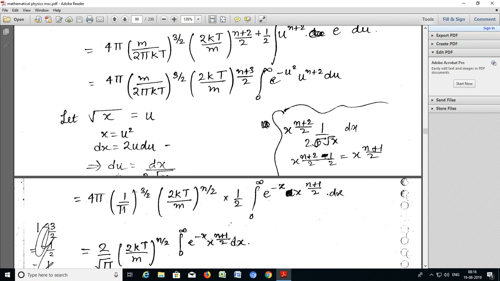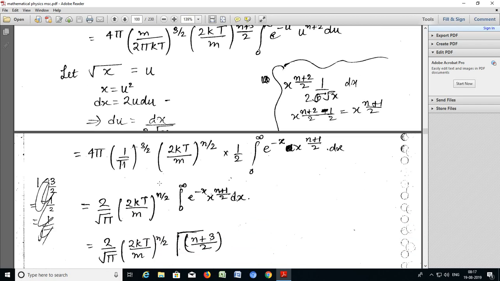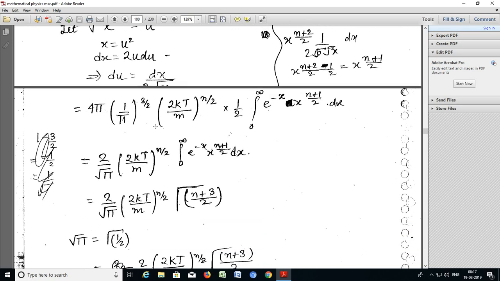Constant terms, let us take them out. These are all the constant terms we are taking out. Inside the integral we are left with u raised to the power n plus 2, e to the power minus u square du. So the whole constant term as it is, the integral from 0 to infinity of e to the power minus u square, u to the power n plus 2, du.